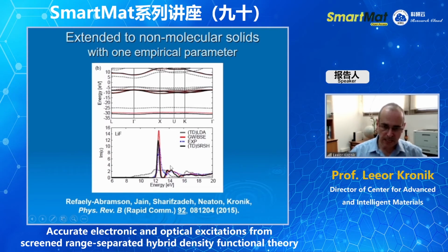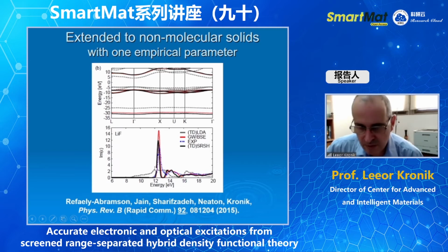The answer is absolutely. And in fact, it's a very strong example, because you see experimentally, and that's the blue line down here, this material has a very sharp excitonic peak at 12 point something electron volts. This sharp excitonic peak is confirmed by many body perturbation theory. Again, accurate but expensive. That's the red curve.